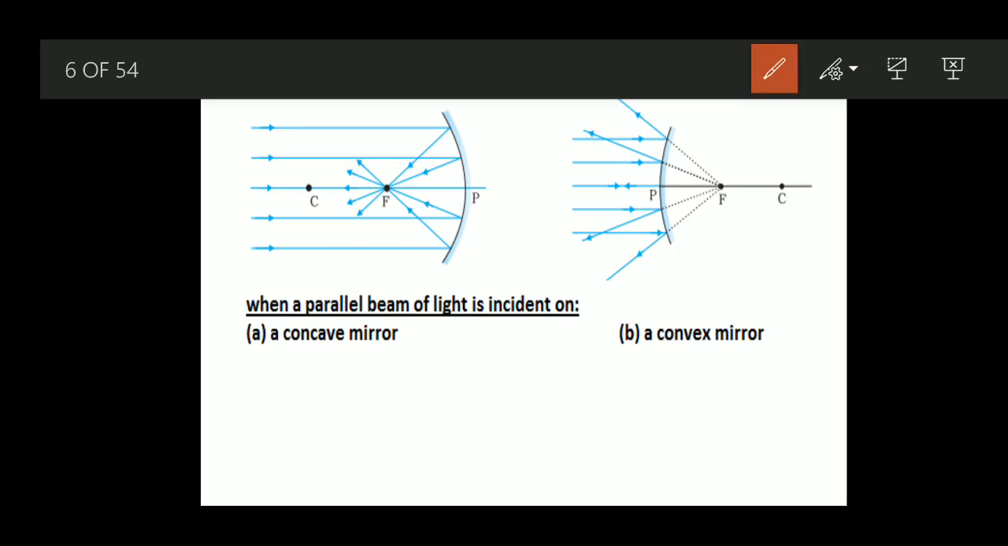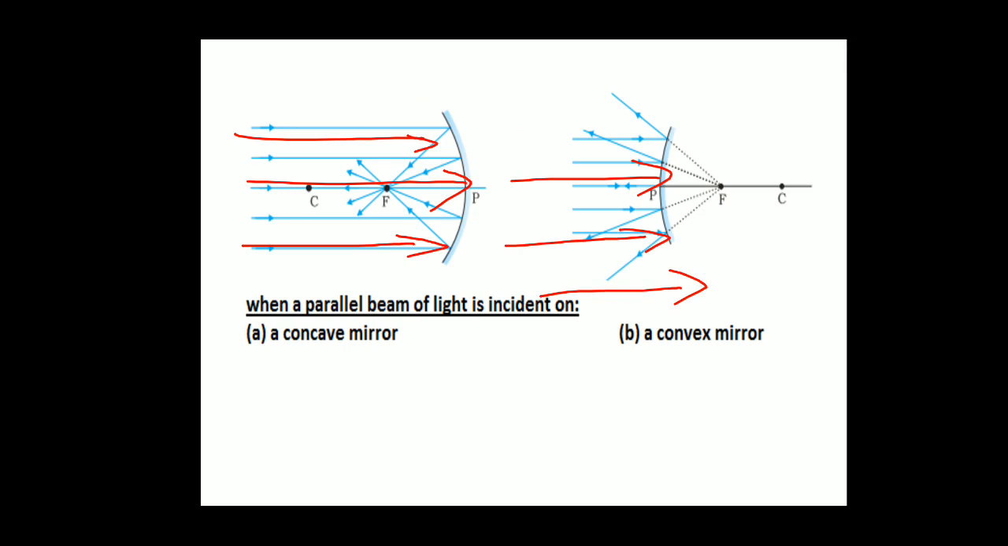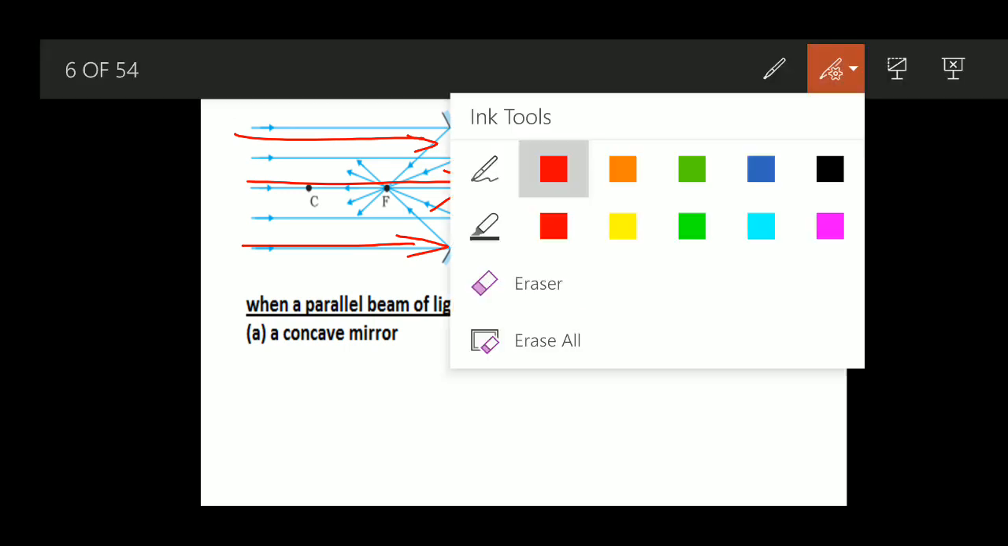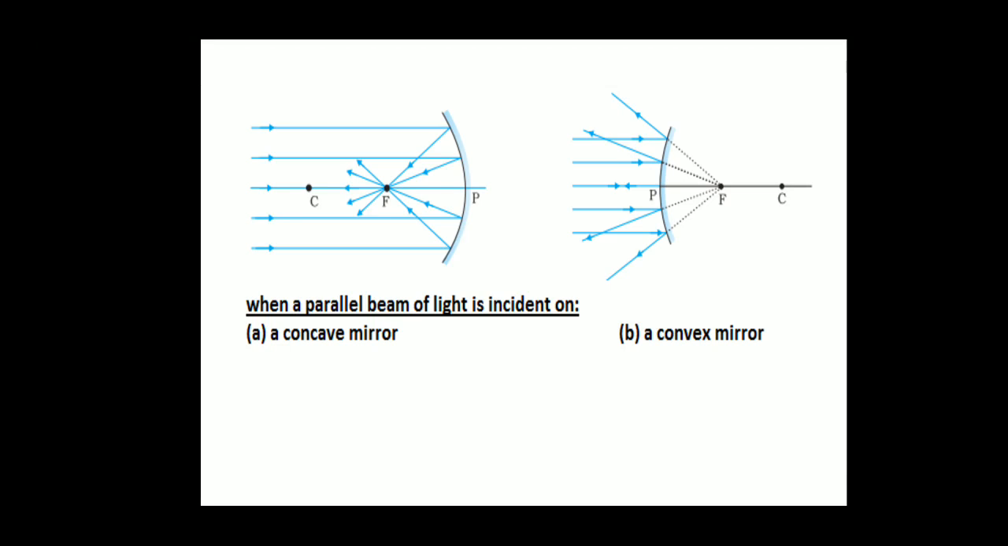How to represent a parallel beam? Just by drawing these parallel rays. Instead of one, I have taken many rays. In the case of a convex mirror, they are also called parallel rays. Such parallel rays are falling on the mirror. That means what? The object is very far. The object is at infinity, a long distance, like the sun's rays. A distant object. From that, the light falls on the mirror.